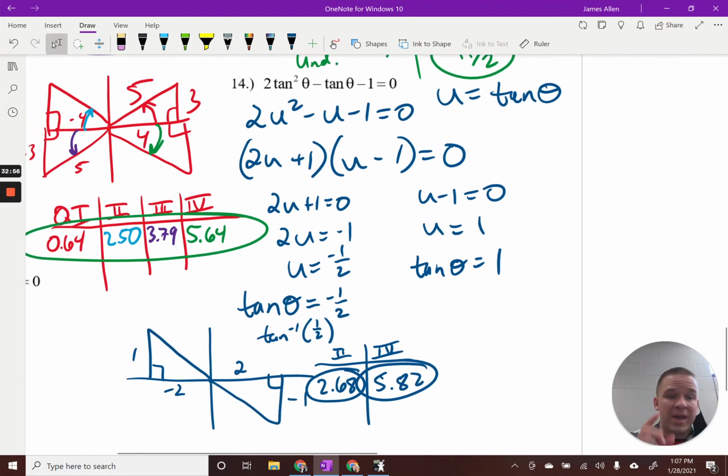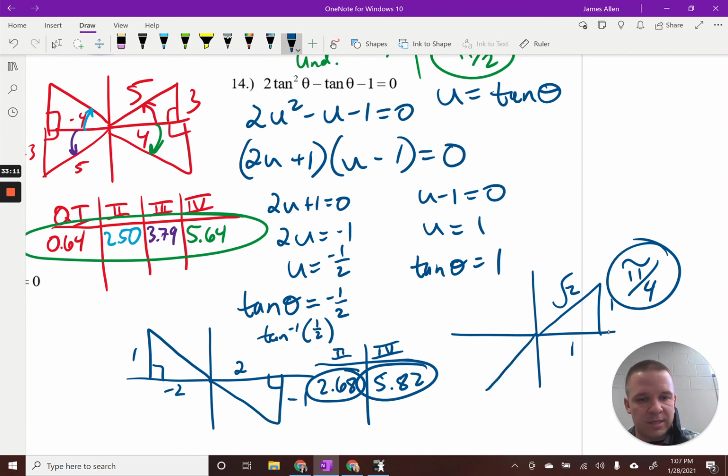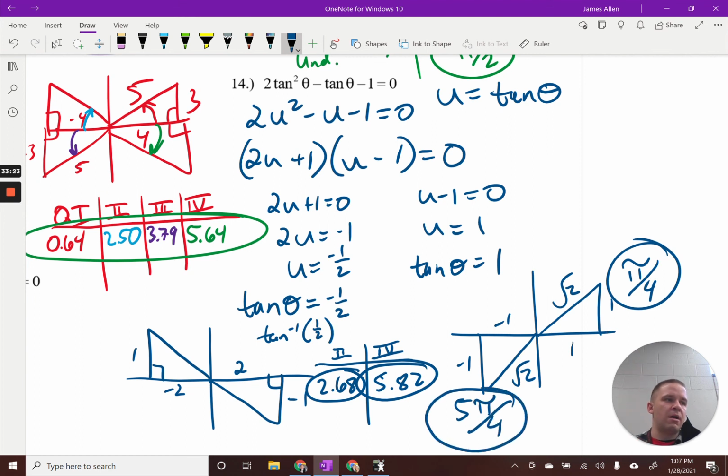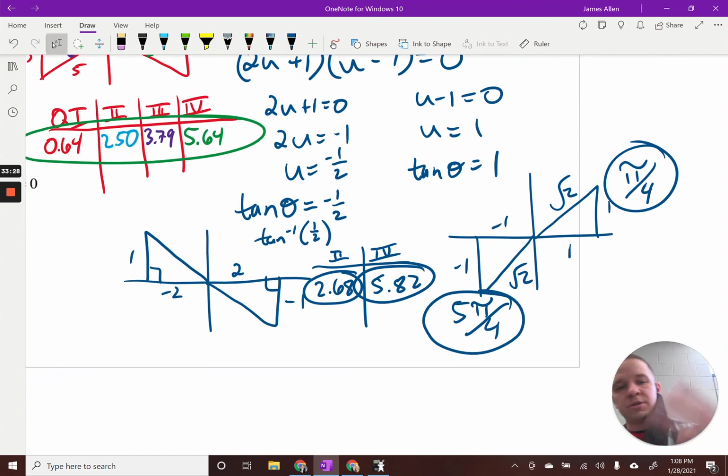All righty. And then over here for 1, that is a nice one, right? That is a 45, 45, 90 triangle in quadrant 1. So that's pi over 4 for that one. And then where else is tangent positive? That's in the third quadrant, right? And that would be, let's see if I count it out, 5 pi over 4. Boom. There are my 4 solutions, 2 of them in decimal because we couldn't do exact, 2 of them exact because we could do exact.